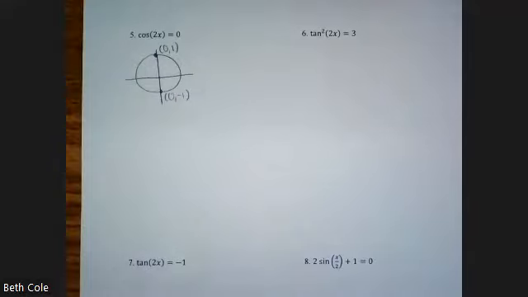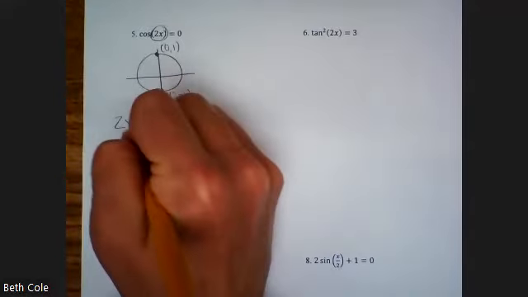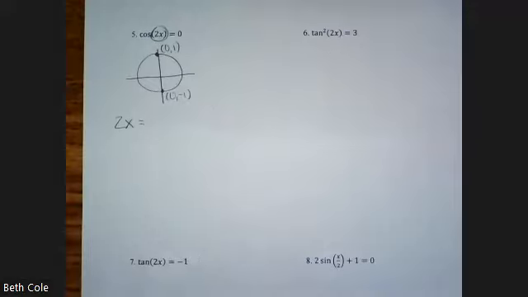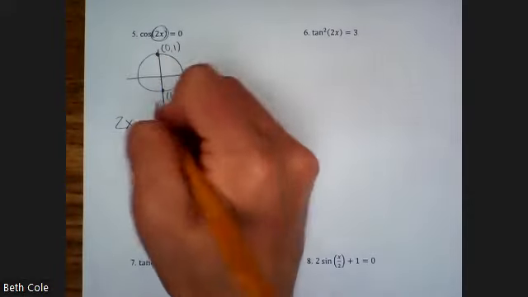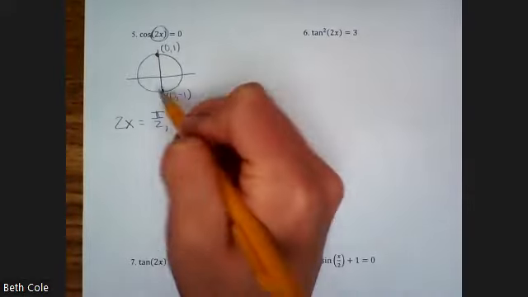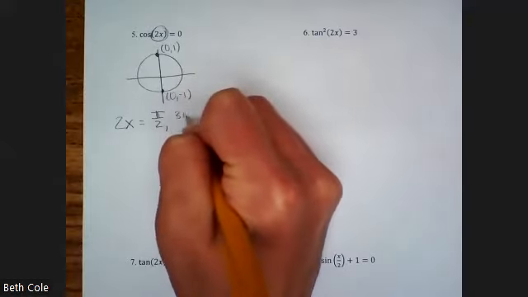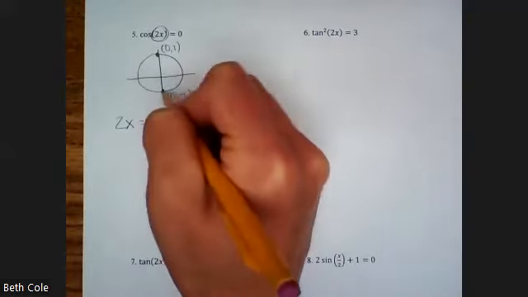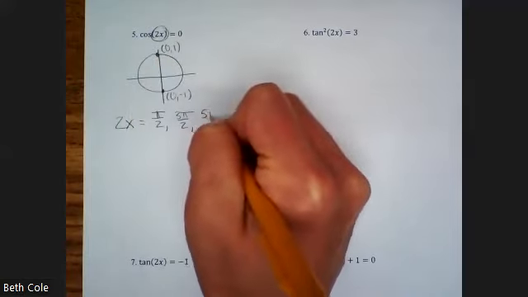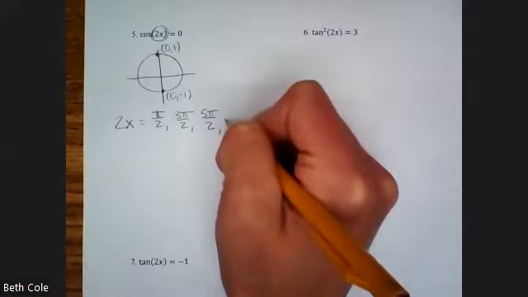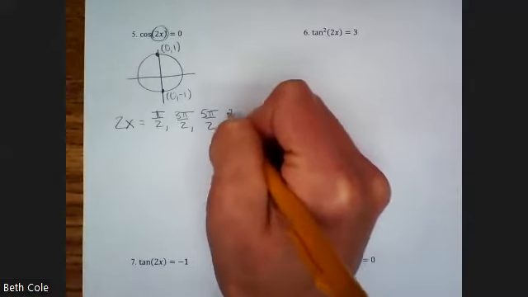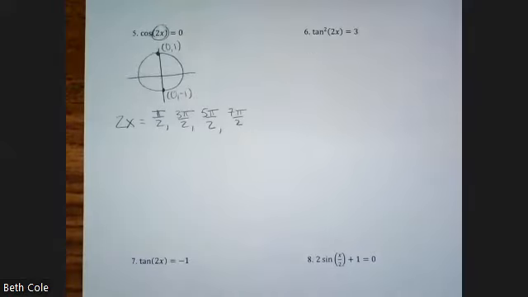So it's not x equals, it's 2x equals, and we're gonna go around the circle twice. So what is the first one? Pi over 2, and then 3 pi over 2. And then if we keep going, the next one would be 5 pi over 2. And then what's the last one? 7 pi over 2. 1, 3, 5, 7. Again, like you're just counting.